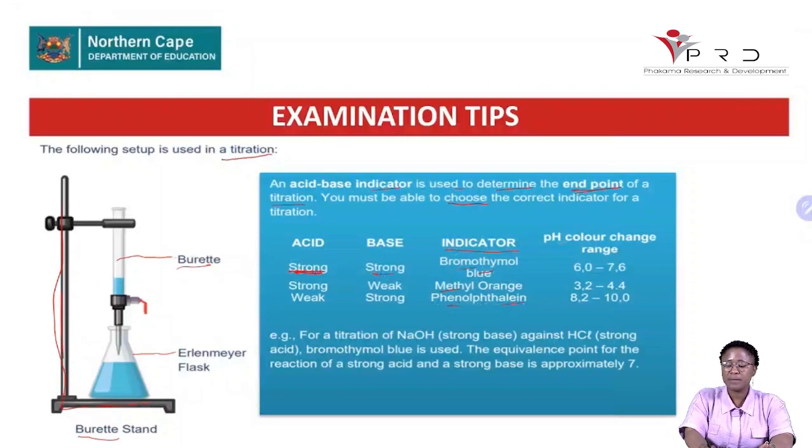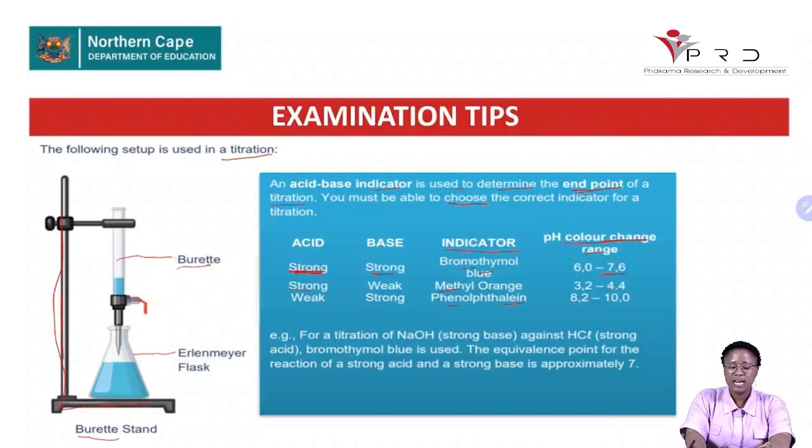And remember that the pH range will range from 6,0 to 7,6, which will mean that the solution will be somewhere next to neutral. Why? Because you have reacted a strong acid and a strong base. And which indicator are you going to use for this titration? You must use the bromothymol blue.